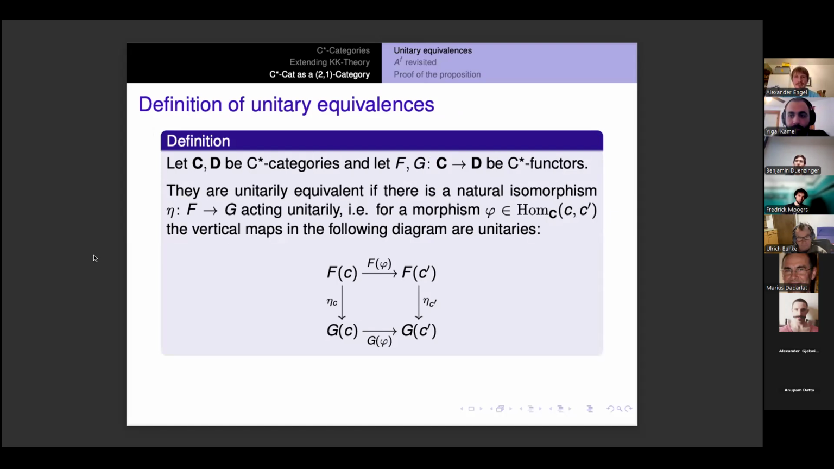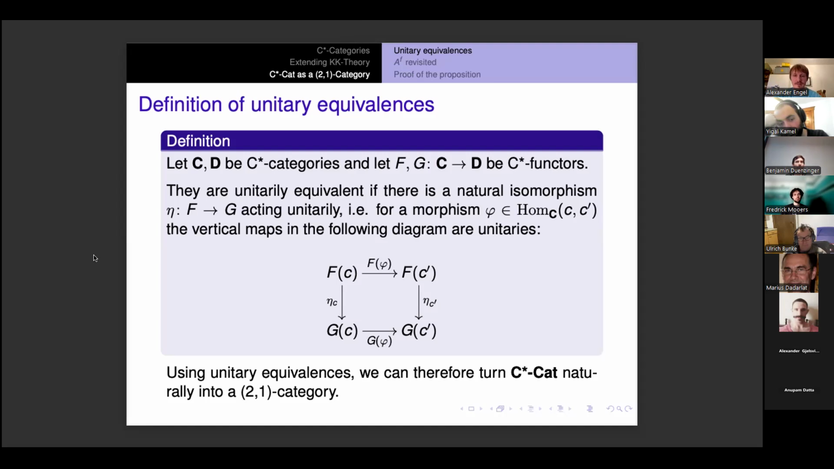Now assume we have two C-star categories, C and D, and we have two C-star functors, F and G, from C to D. Now we call them unitarily equivalent if there's a natural isomorphism from F to G, which just acts unitarily. So meaning that in this square that you write down to define what a natural transformation is, in the square you just demand the corresponding vertical arrows to be unitaries. Yes, and so these are unitarily equivalent functors between two C-star categories.